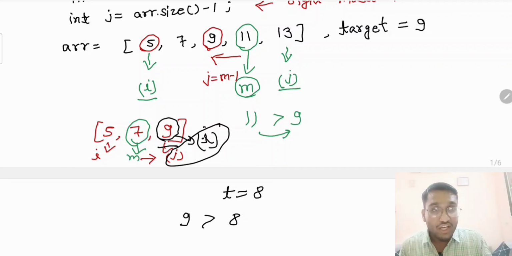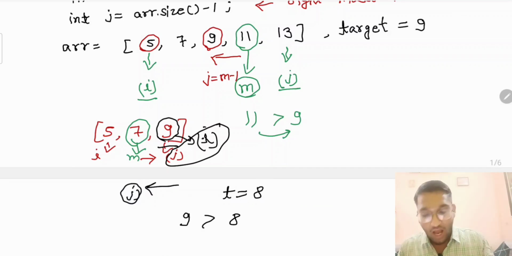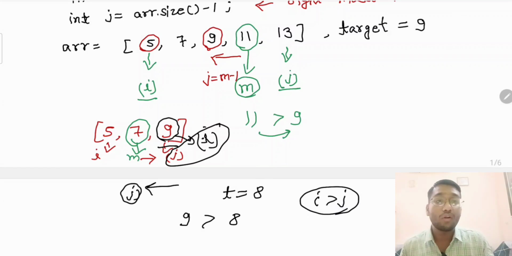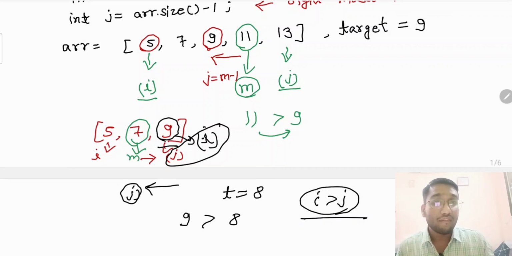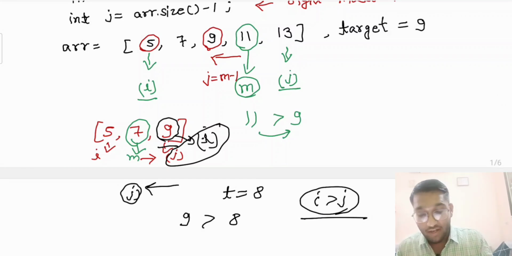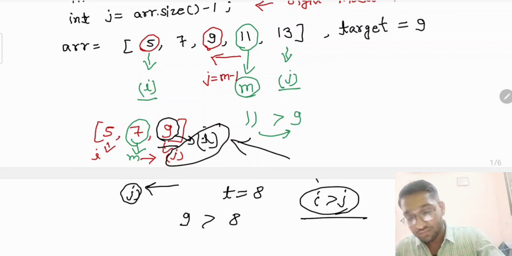It means our J should come in the left direction. J now becomes this. Up here your I is greater than J. It means we have traversed the array completely. If we have traversed the array completely and don't get the element, it means there is a chance that the element that we require does not exist in this array. So this is called binary searching.